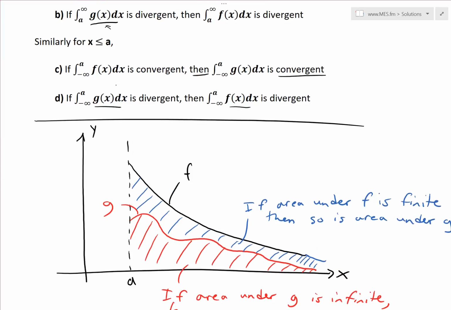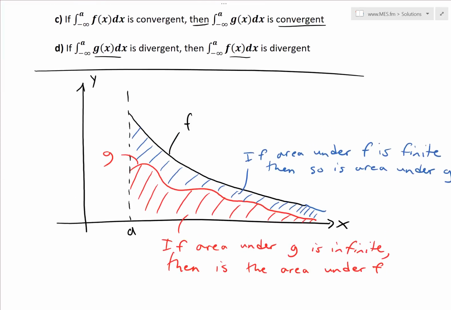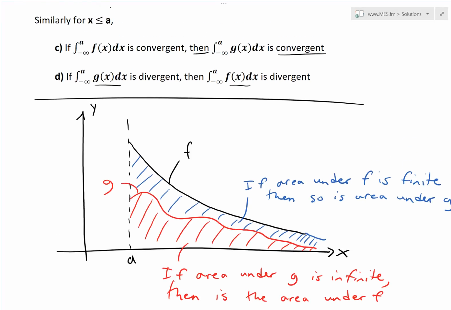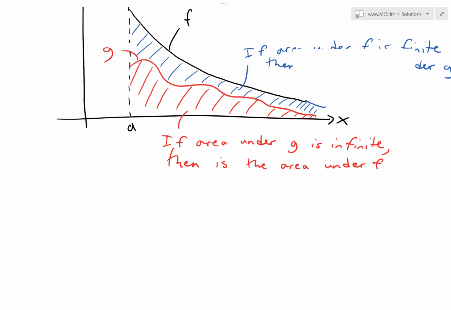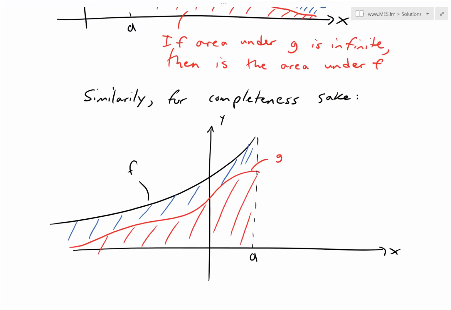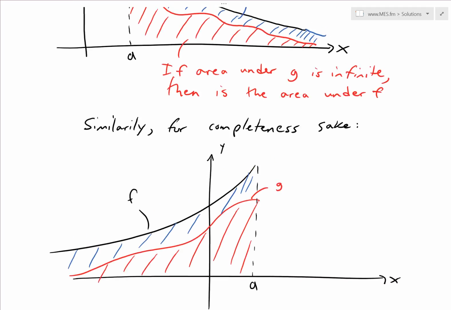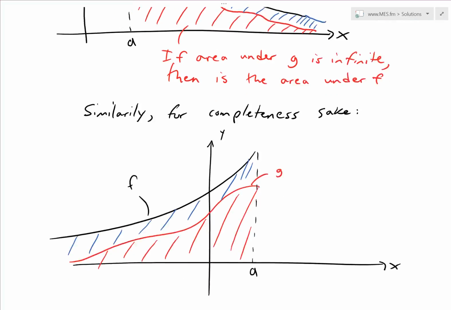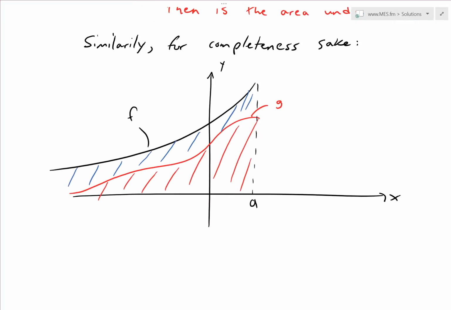These are just for the other side. So if you go to negative infinity to a, and for g of x, d of x. Yeah, and here for completeness' sake, I just drew the exact same type of example as this one here, but now we're dealing with going to negative infinity.